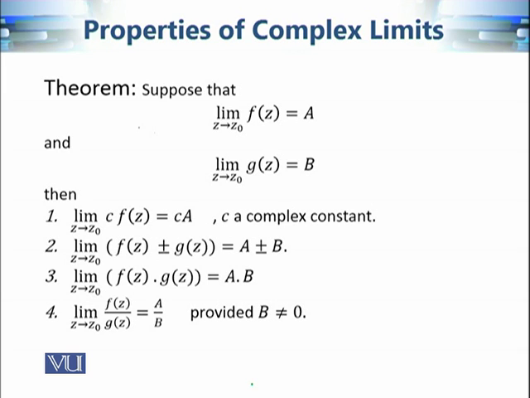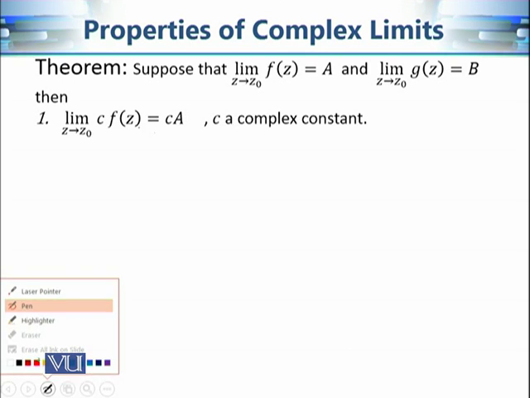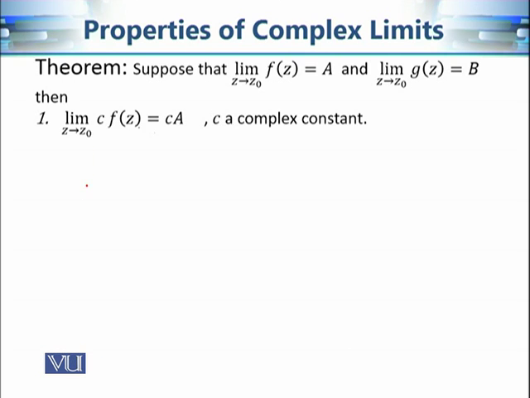So these properties are very similar to the properties of real valued functions that we observed and used earlier in this discussion. Now the proofs of these properties are very simple. Let's observe the first property and see how we prove it. And of course the proofs of the rest of the properties are very similar.